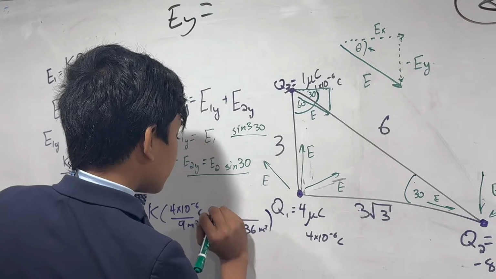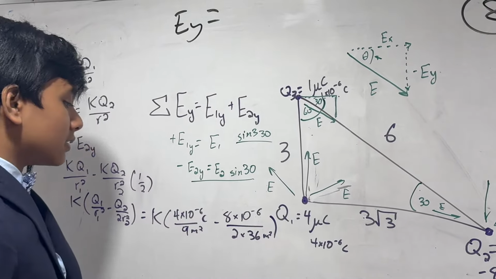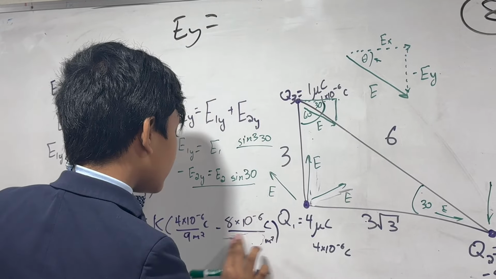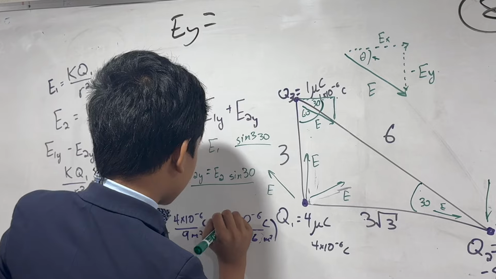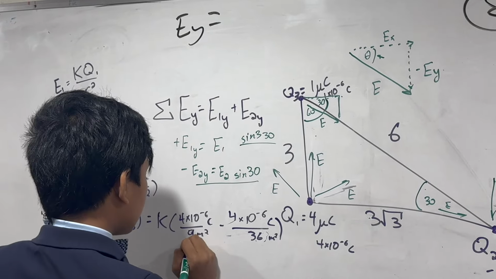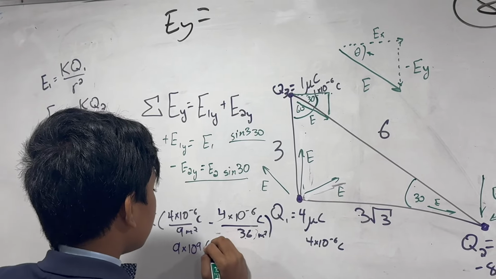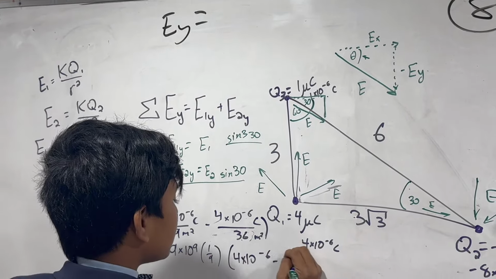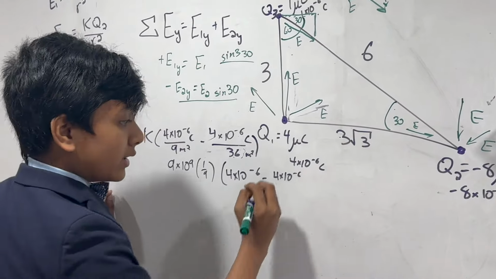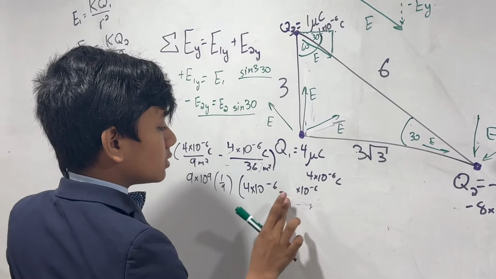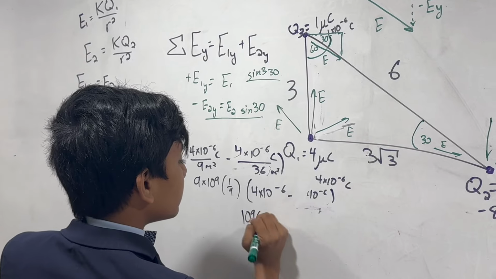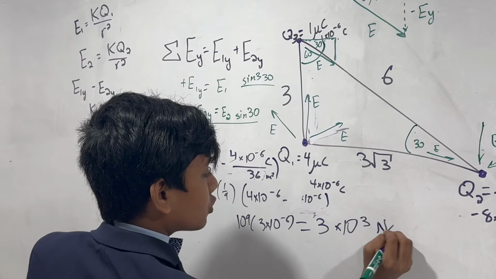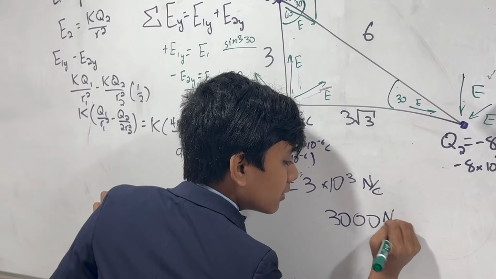So then we get 8 times 10 to the minus 6. So this is obviously 72, by the way. Then I'm actually going to halve this to 4 times 10 to the minus 6. That gives us 9 times 10 to the 9, and then all of this on the inside. I'm going to factor out 1 over 9. So we get 4 times 10 to the minus 6 minus 4 times 10 to the minus 6 over 36 divided by 9 is 4. So these cancel out, and we're left with 10 to the 9 times 3 times 10 to the minus 6, which is 3 times 10 to the 3 newtons per coulomb, or 3,000 newtons per coulomb.